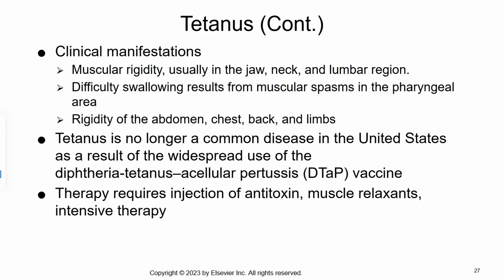Muscular rigidity, usually in the jaw, neck, and lumbar region. Difficulty swallowing results from the muscle spasms in the pharyngeal area. Rigidity of the abdomen, chest, back, and limbs. Tetanus is no longer a common disease in the U.S. because we use the vaccine to prevent it. Therapy requires injection of antitoxin, muscle relaxants, and intensive therapy.